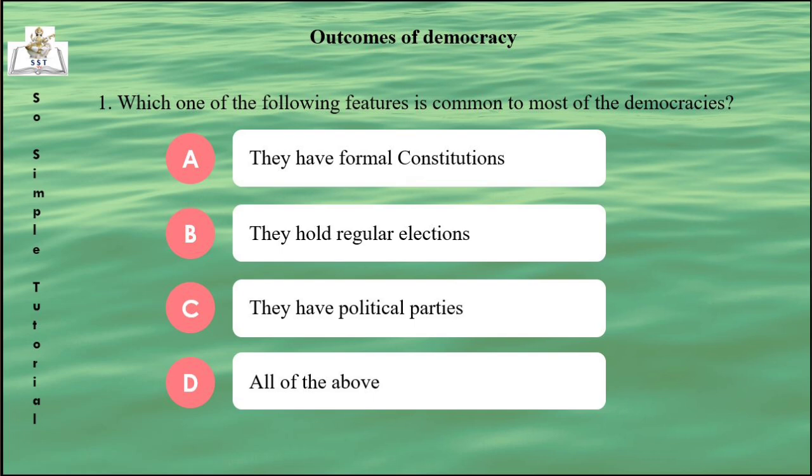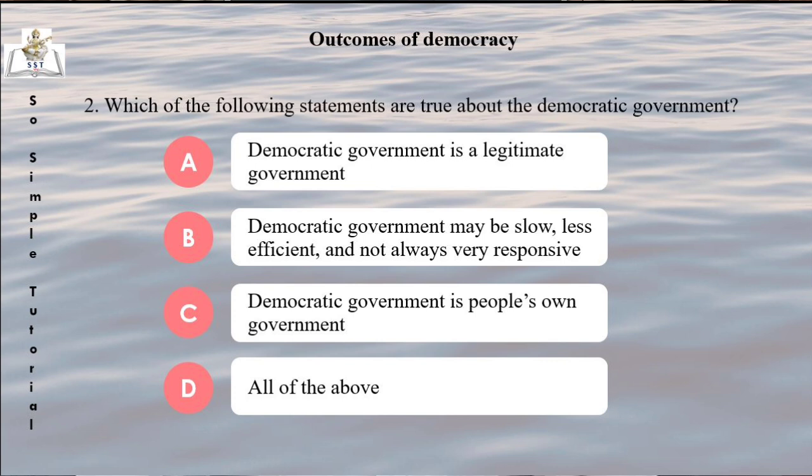Let us check the answers now. Which one of the following features is common to most of the democracies? All of the above, so option D is correct. Which one of the following statements are true about the democratic government? All of the above again, so option D is correct.